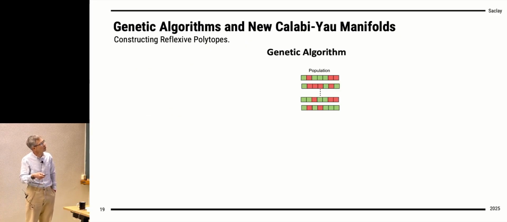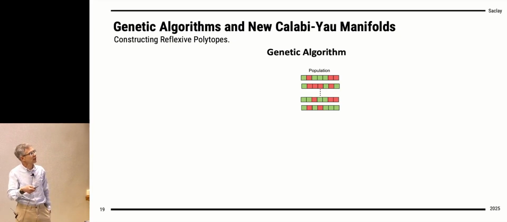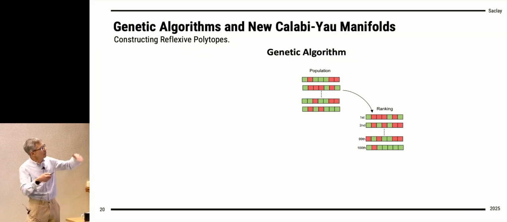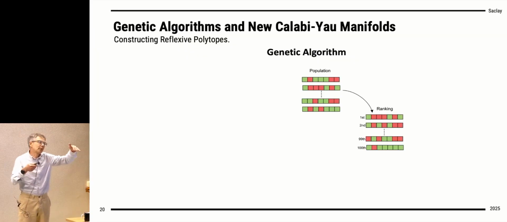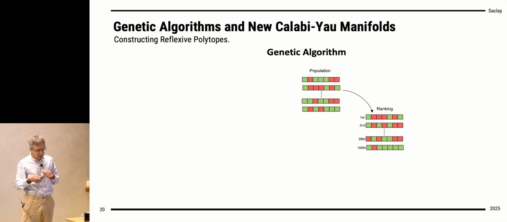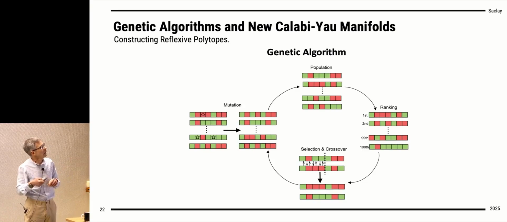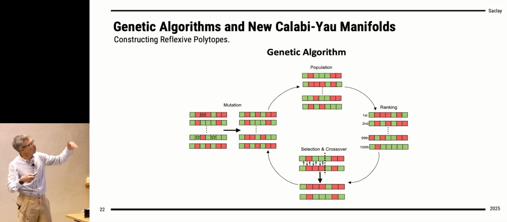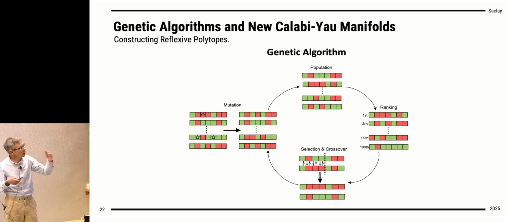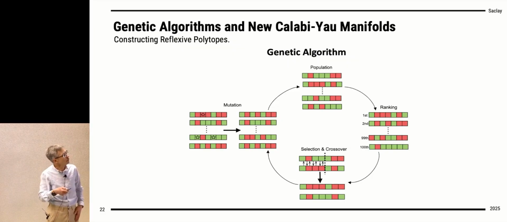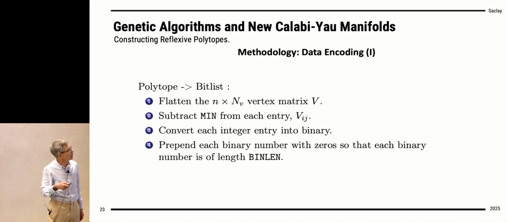So you start with some population, and the population here is different types of polytopes, not reflexive. And then you rate them based on how close they are to, quote, what you want, that is a reflexive polytope. You then have the usual selection and crossover, construct a new set, and you also have mutations to get yet a new set, and then you keep some and you throw away some based on a loss function, and you try to minimize that loss function. You keep going. Okay, so there's a certain methodology here.